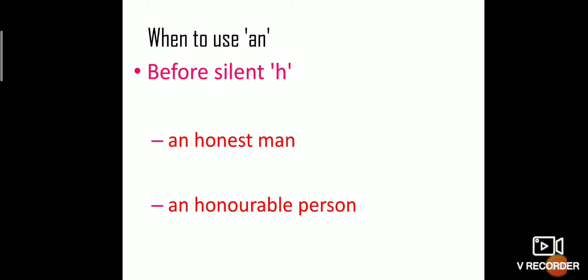Next is honorable. Here H is silent, so we pronounce it as honorable person. So it's an honorable person. One more example I'll quote over here. We have MP. There's a word M and P. How do we pronounce it? We say MP. Try to speak the word and it begins with an M sound, an A sound, isn't it? So you're getting the A sound, A is your swar. So we'll write an with it.